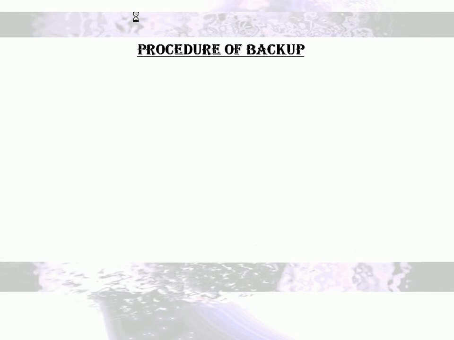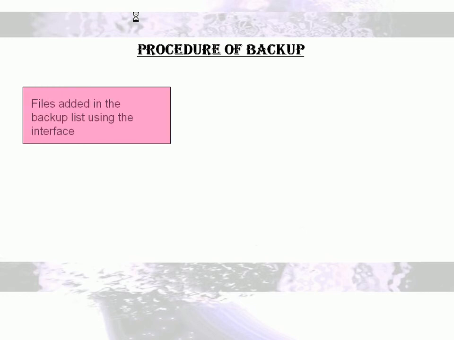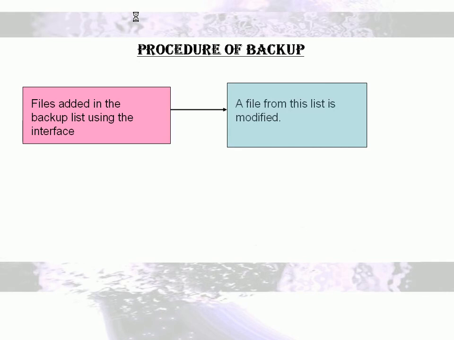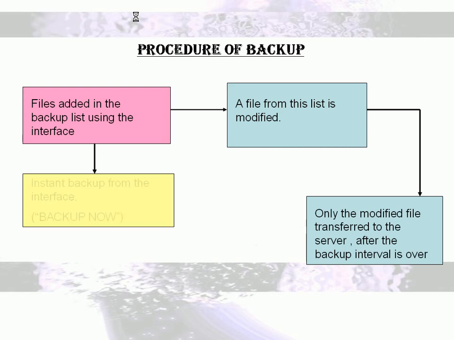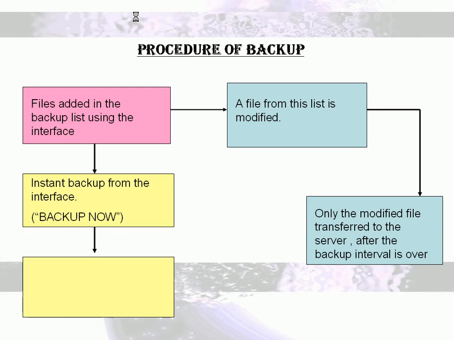Now let me show how the backup procedure works. First of all, the user prepares the backup list. Now, if any of these files is modified, then at the end of the backup interval, the client program detects it and sends only those files to the server. Or, if the user opts to have an instant backup at any point of time, all the files of the backup list are uploaded on the server.